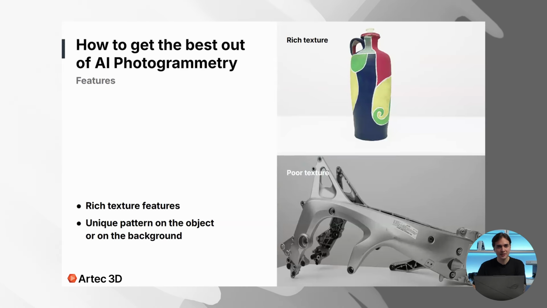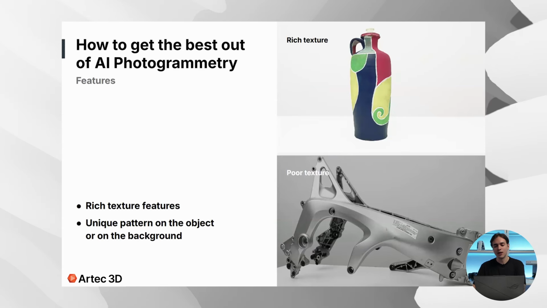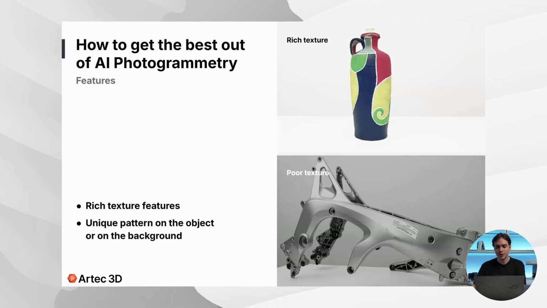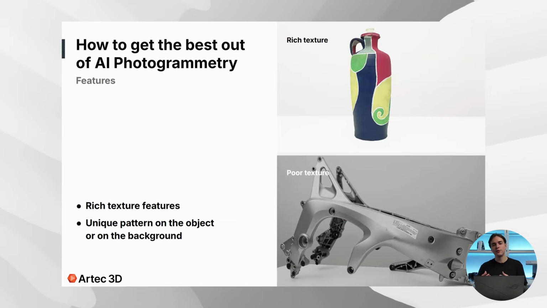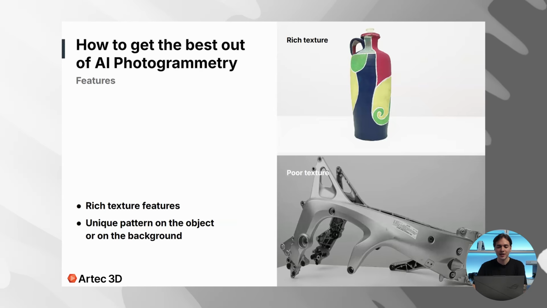Let's talk about the features next. So we have been talking about the features this whole webinar. Now let's talk about what those features actually are. The texture, so as you could see on the example on the top image, you can see an object with a rich texture. So there are a lot of different colors in unique patterns. You could see that they are non-symmetrical, and it would be very easy for the software to define which photo belongs where. And then the alignment of those photos would be much better.